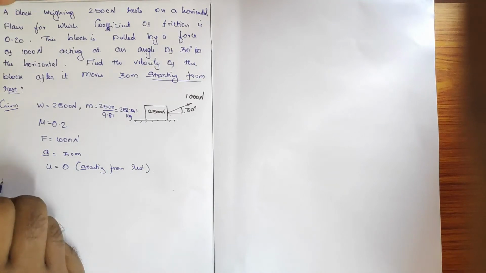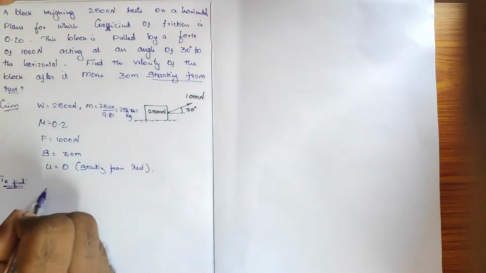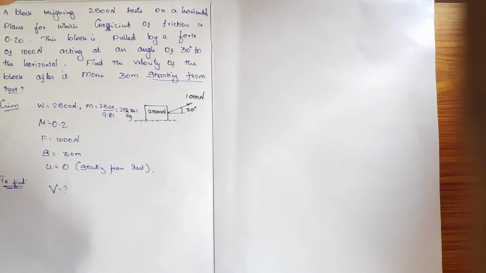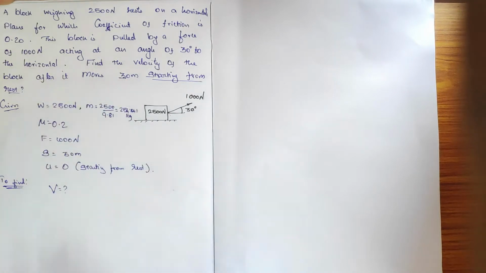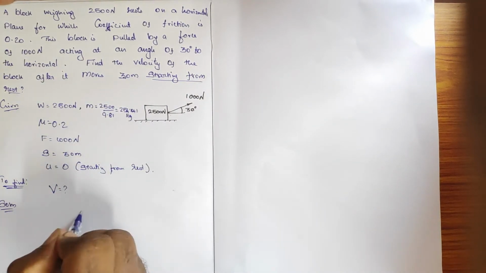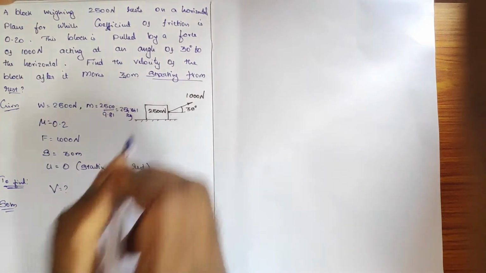Fine. So what we need to find is the velocity of the block after it moves the distance of 30 meter. That's what we need to find. Fine. So first take the free body diagram.